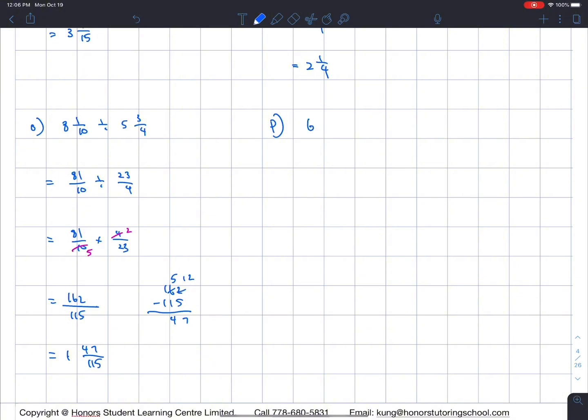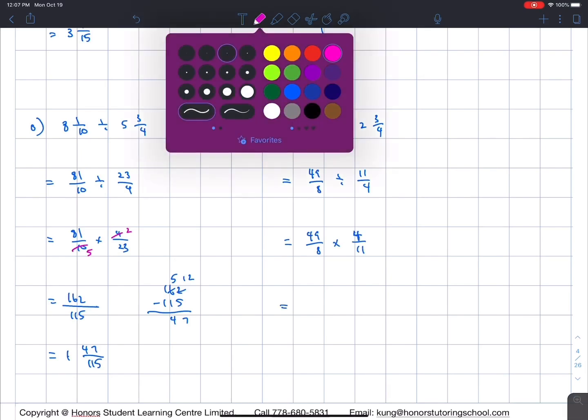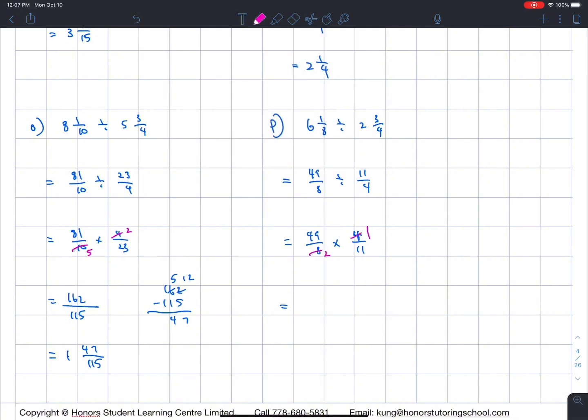Last question is P, 6 and 1 over 8, divided by 2 and 3 over 4. 8 times 6 is 48, plus 1 is 49. 4 times 2 is 8, plus 3 is 11. So we have 49 over 8 times 4 over 11. Divided by 4 to get 1, divided by 4 to get 2. Numerator 49 times 1 is 49, denominator 2 times 11 is 22. So we have 2 and 5 over 22, because 22 goes into 49 2 times. 2 times 22 is 44.